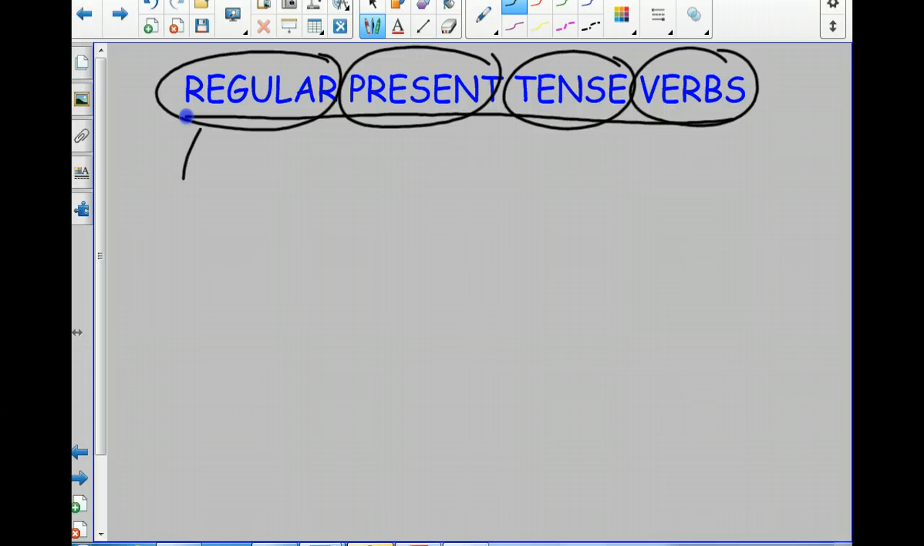Regular just means that they are conjugated regularly, so they are not irregular. Irregular verbs are exceptions, so nosotros hoy no vamos a hablar de irregulares.